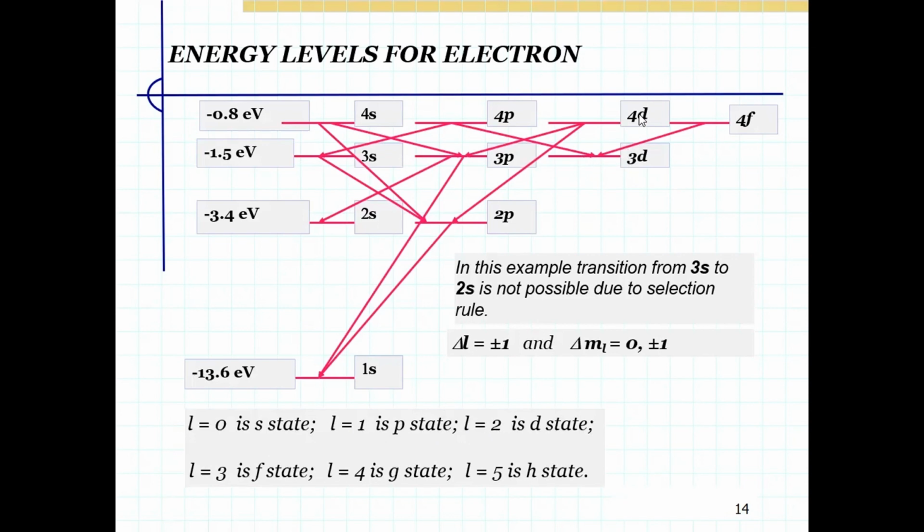So you don't see any D state transition going to S, because it is with the delta L change of 2, and it is not allowed under the transition rules. So selection rules forbid this kind of transition. Therefore, they are not shown and they are not possible.